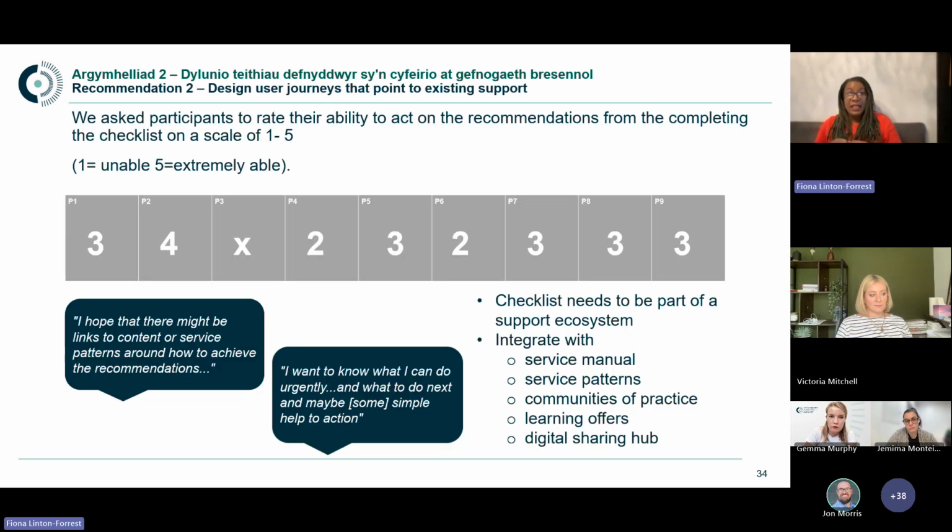So the second recommendation was to design user journeys that point to existing support. When we asked participants to rate their ability to act on the recommendations from completing the checklist, again using a scale from 1 to 5, where 1 was completely unable and 5 was extremely able, the scores are a bit lower here, and participants had mixed attitudes because what they needed was to know how to achieve the standard. So the checklist told them what, but then they wanted to know what good looks like, what the techniques were to actually do the work.